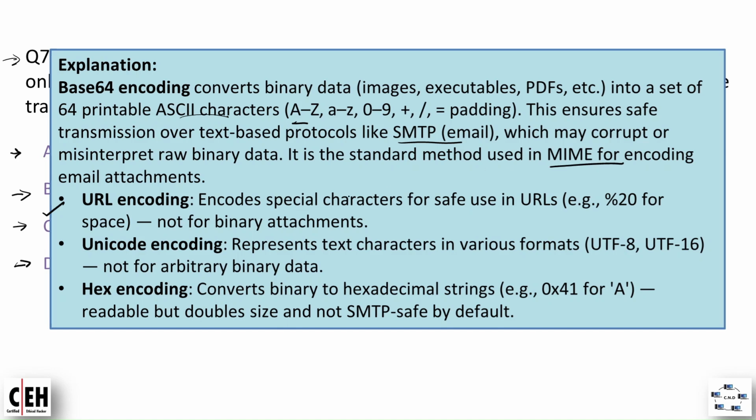URL encoding encodes special characters for safe use in URLs, not for binary attachments. Unicode encoding represents text characters in various formats such as UTF-8, UTF-16, not for arbitrary binary data, and hex encoding converts binary to hexadecimal strings, which is readable but doubles the size and is not SMTP safe by default.